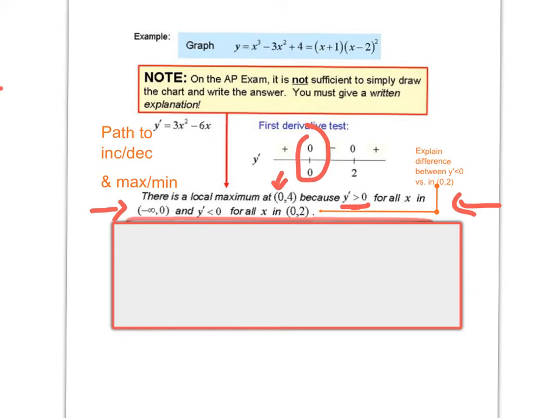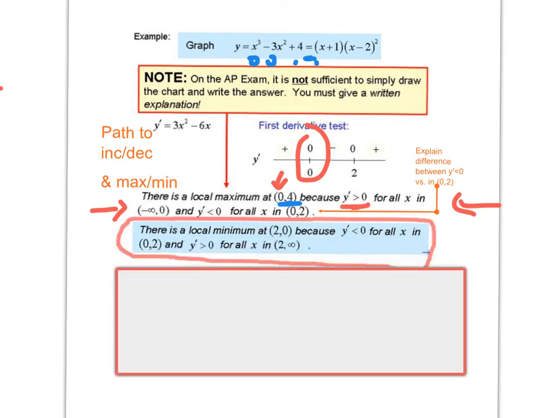One other comment that I have to make here is, how did I know that y was 4? Well, if I substitute 0 into the original graph, 0, 0, 0, and 3 times 0 squared, blah, blah, blah, plus 4 is going to give me the number 4 over there. So that's how I knew that it was an ordered pair of 0, comma 4.